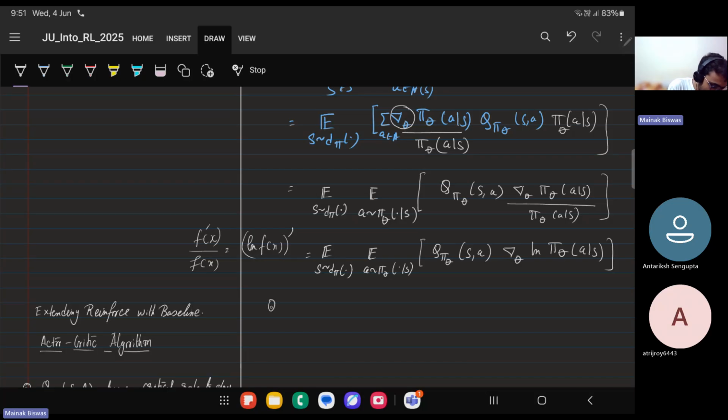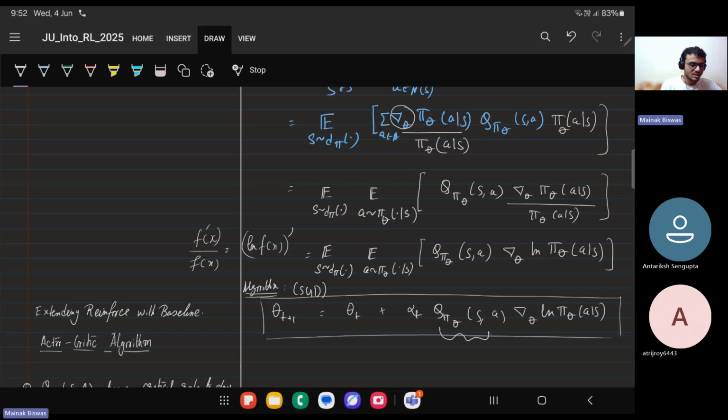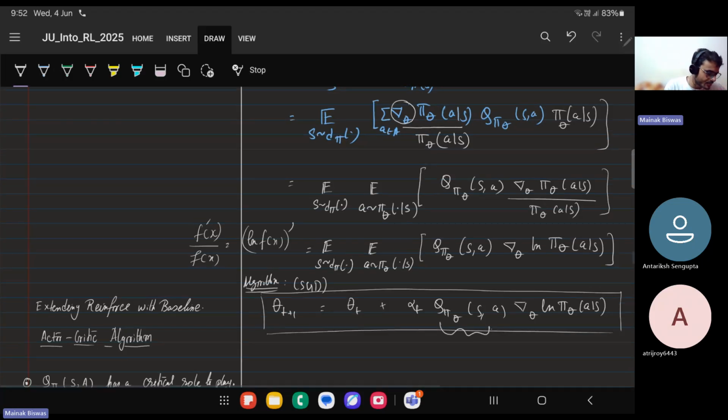So therefore your algorithm is theta t plus 1 is equal to theta t plus alpha t, Q pi theta of S comma A, times the gradient of log of pi theta of A given S. So now people will ask, but how do I estimate Q pi theta? That is one of the problems.